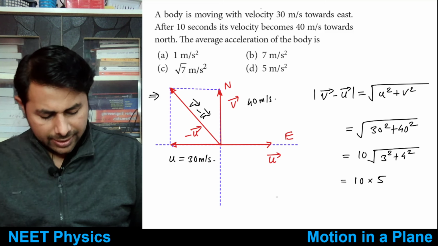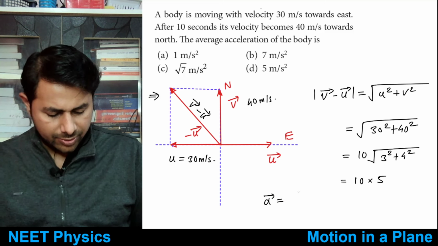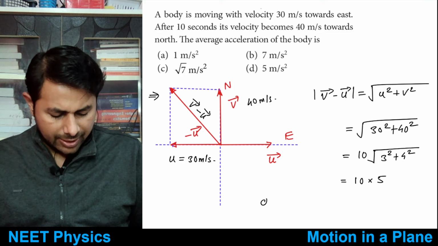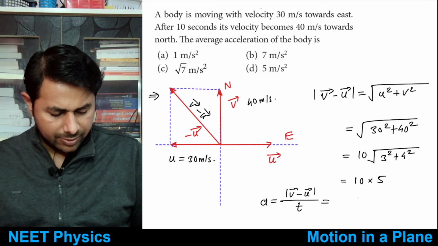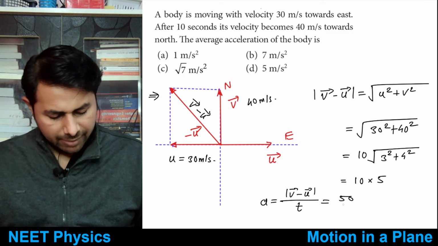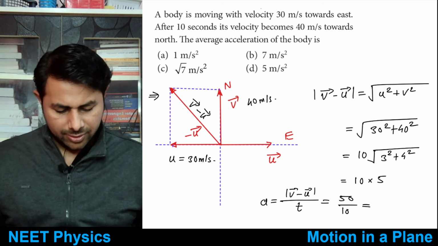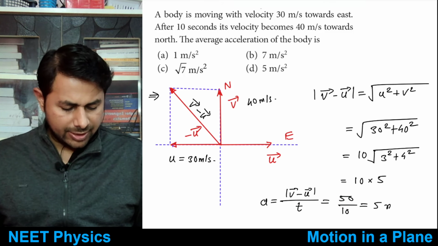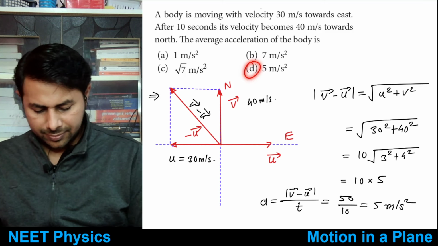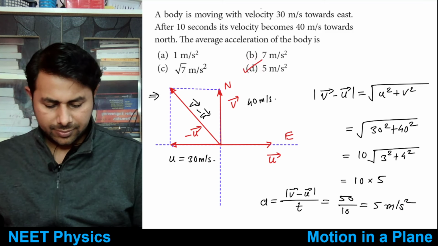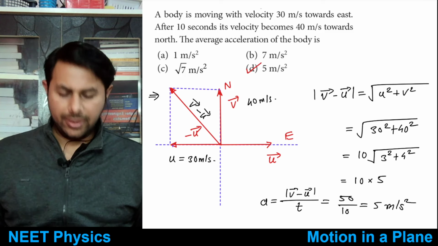And therefore what is the acceleration? So acceleration, if I just want magnitude, it is magnitude of v bar minus u bar divided by time. So that is 50 divided by time, which is 10 seconds. Okay, so that is 5 meters per second square. So this is the answer. Right, so this thing is clear.